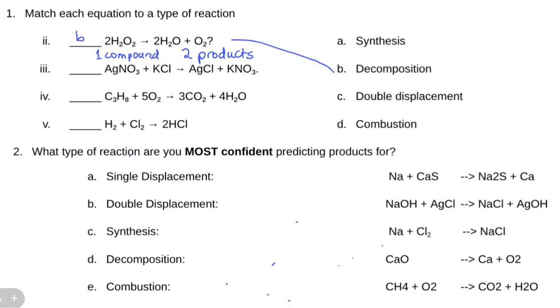For the next one, we have two compounds in our reactants, and we also have two compounds in our products. So anytime we have two compounds, we're probably looking at double displacement, where the Ag, for example, combines with the Cl and the K joins with the NO3. So this one is double displacement.